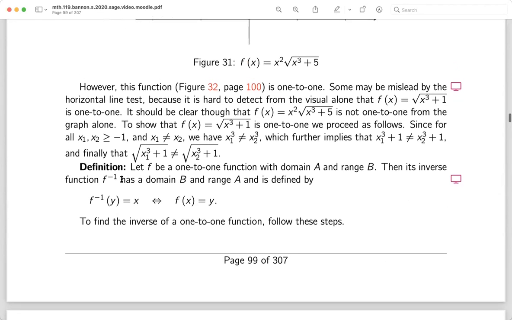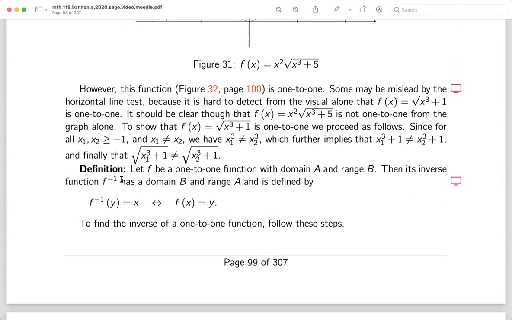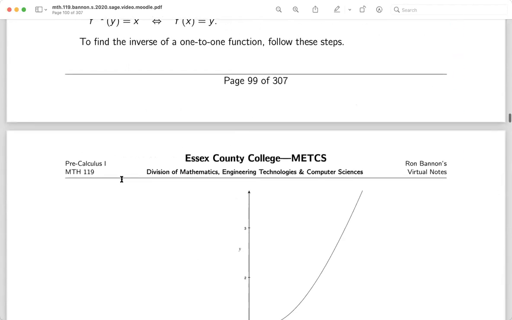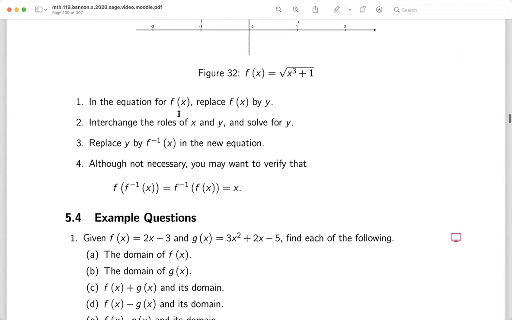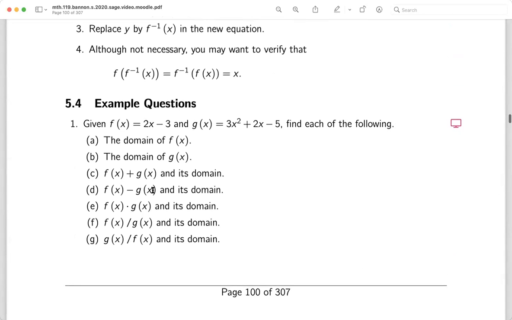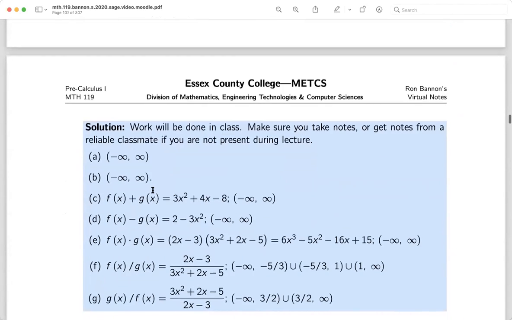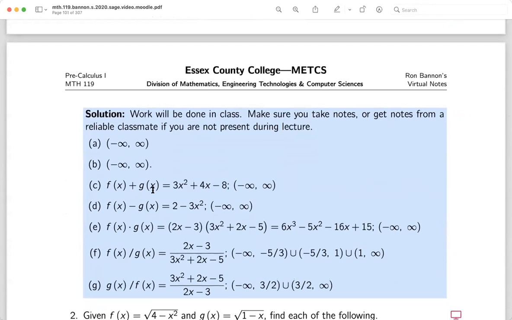We'll talk about what one-to-one is, how to invert a function, what an inverse means, and so on. We have visual problems, and for the most part, I do like to try to visualize what's going on. Again, we'll go through example questions. The point of the example questions is to reinforce what was discussed in the lectures. And lectures here are going to be really brief.